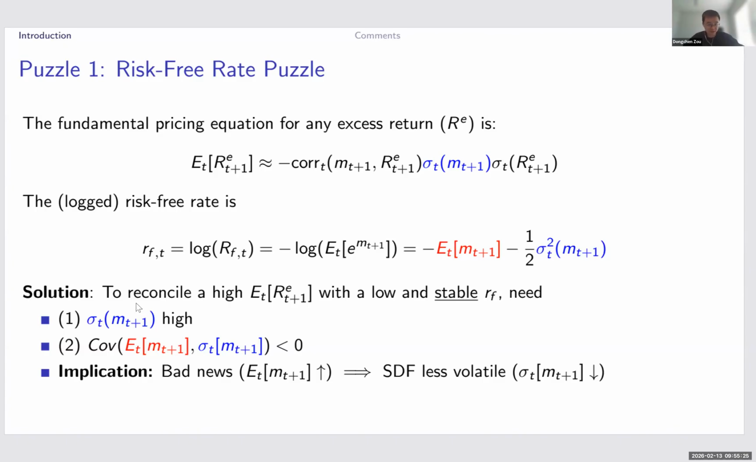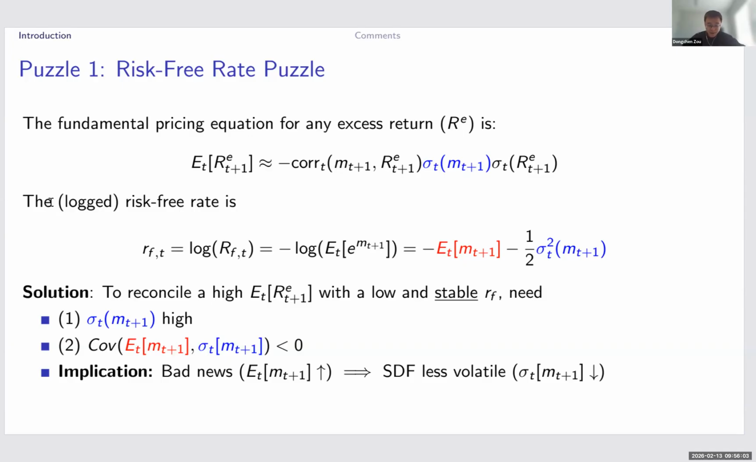If we take in the risk-free rate, we can rewrite this equation into this form, in which the risk-free rate is just a combination of the expected value of the SDF, meaning that if we have good news, the expected SDF is lower, and we have a higher risk-free rate. If the variance of the SDF is higher, we will have a lower risk-free rate, because volatility news is bad news. So we have these two components there.